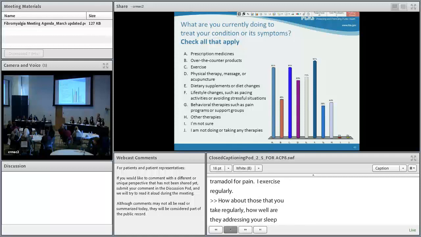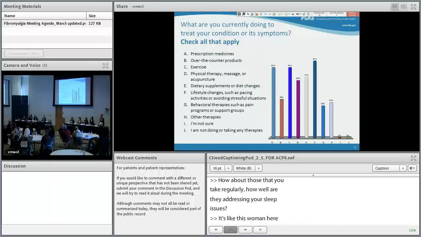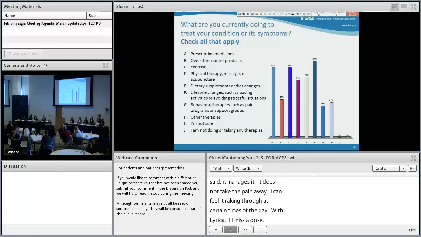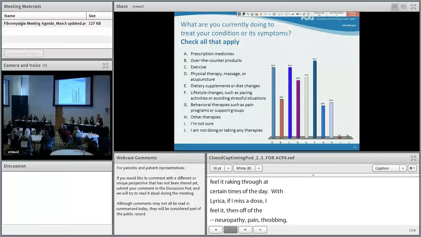Well, it's like this woman over here had said. It manages it. It doesn't take the pain away. I could feel it breaking through at certain times of the day. With the Lyrica, if I miss a dose, I feel it, the neuropathy, the pain, throbbing. I take it twice a day, 250. Okay. Yeah. Great. We had Elizabeth and then Shay.